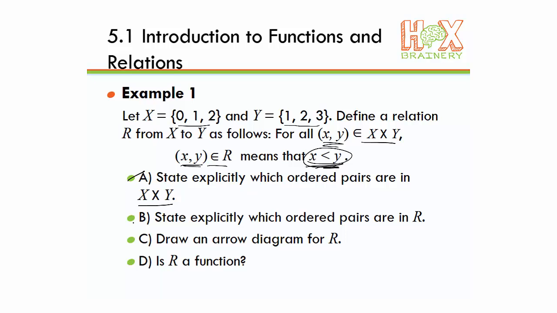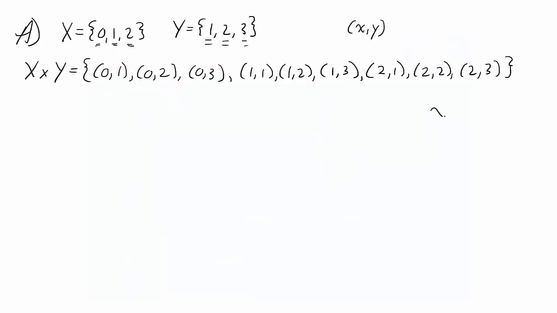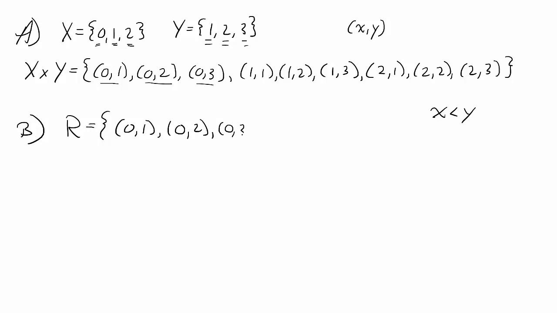That's our part A. And then part B, state explicitly which ordered pairs are in R. So we're looking at our ordered pairs, and if the x is less than the y, then it's in the relation. I'm just going to make a little note here. X has to be less than y. So for part B, the relation is going to be the set containing the ordered pairs (0, 1), which is fine because 0 is less than 1. (0, 2) is fine because 0 is less than 2. (0, 3) is in the relation because 0 is less than 3.